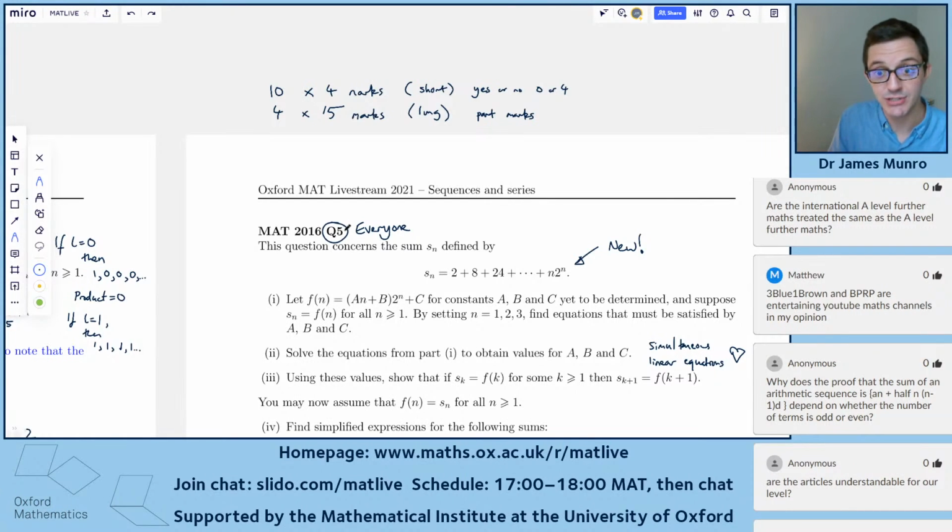International A-levels are treated the same by us as A-levels taken in the UK. We count those as equivalent.